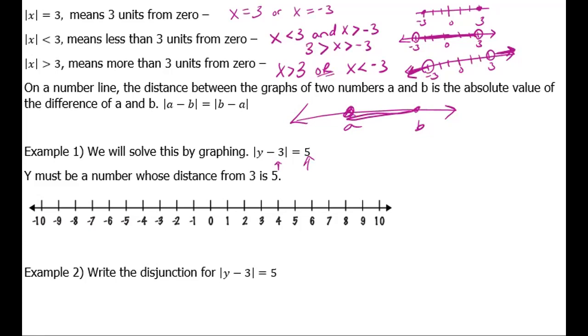And it can go in either direction. So the distance between y and 3 is 5 in either direction. So we start at 3, this is our start, and we say that it's 5 in either direction. So it's 1, 2, 3, 4, 5, or it's 1, 2, 3, 4, 5 in this direction.